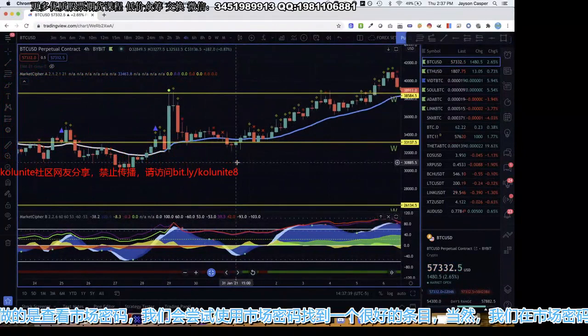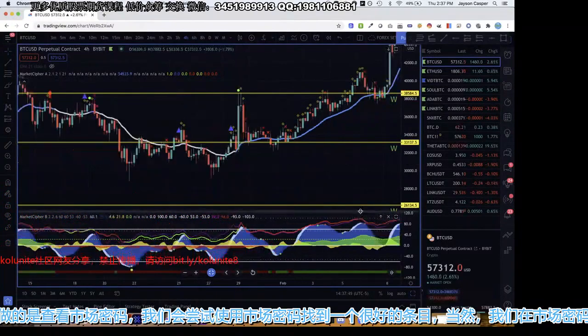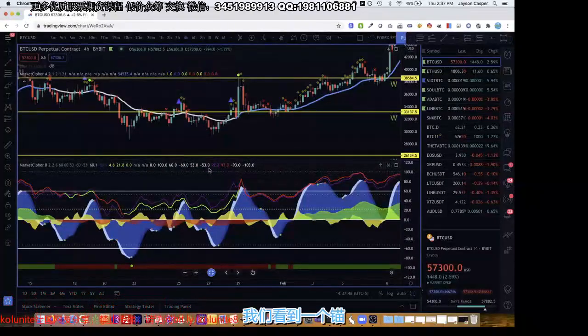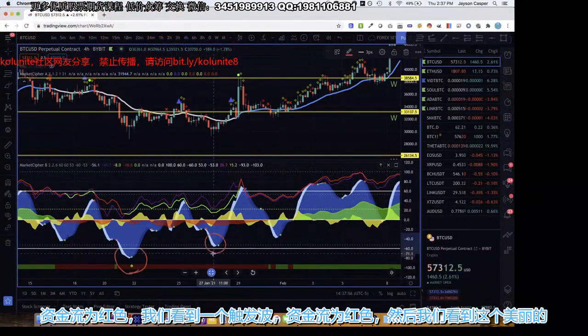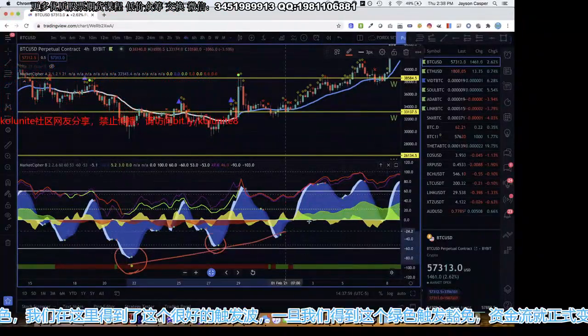Then what we would do is we would look at Market Cipher, and we would try and find a great entry using Market Cipher. And of course, what do we see on Market Cipher? We see an anchor wave with the money flow in the red. We see a trigger wave with the money flow in the red. And then we see this beautiful curvature upward where the money flow curves from the red into the green, and we get this nice trigger wave right here where the money flow is officially in the green.